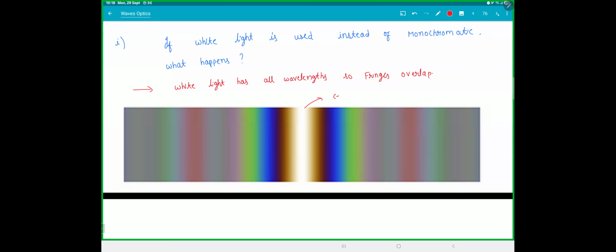The central fringe will be white, because that is the one place that is the central maxima for all wavelengths. Since it is central maxima for all lambda, it is a red bright spot, yellow bright spot, violet bright spot. If everything is a bright spot, that will be white. And at the remaining places you can see there is no dark fringe. The whole pattern will get messed up. This thing is very useful.